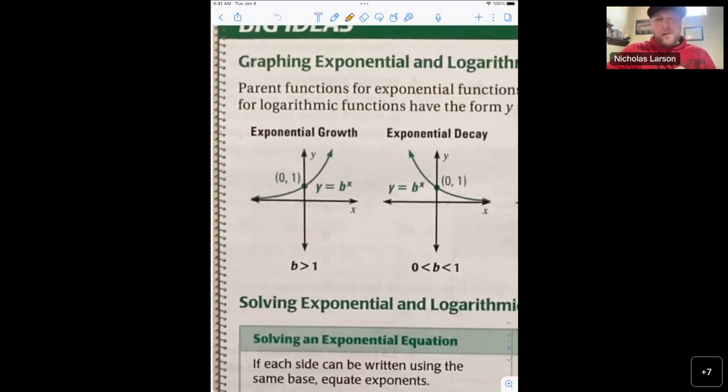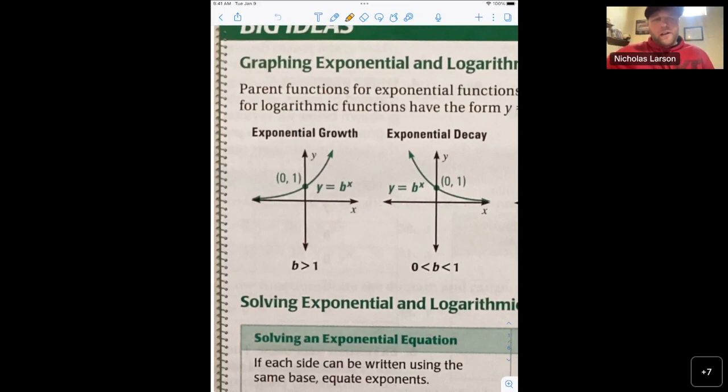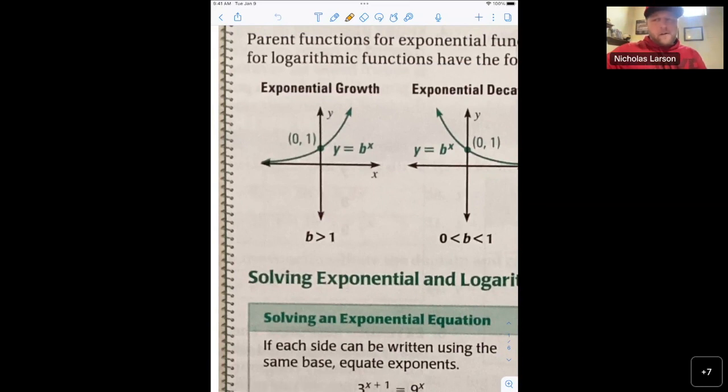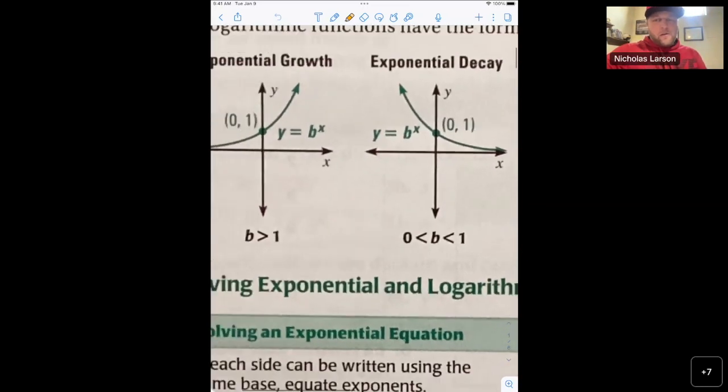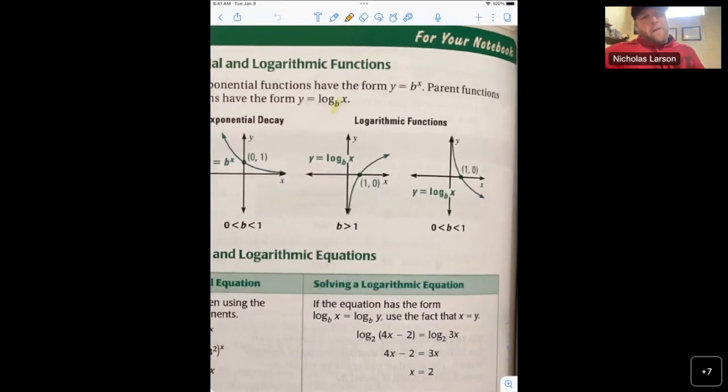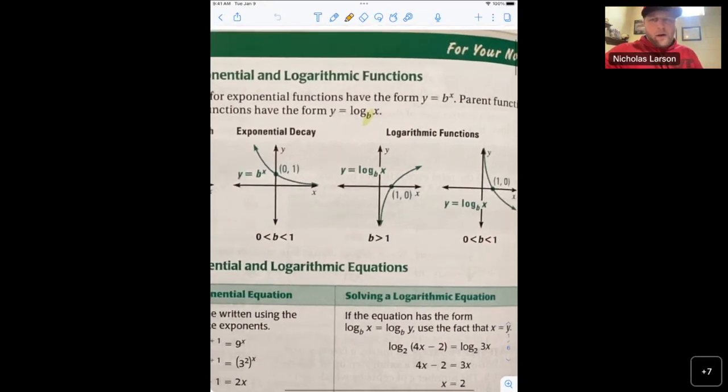First and foremost, you got to know what the base functions look like. So again, exponential growth is going to be increasing. Exponential decay is going to be decreasing. Notice these B values here. My B value is bigger than 1. My B value is in between 0 and 1. Logarithmic function, a similar look, slightly different, but again, when my B value is greater than 1 versus when my B value is in between 0 and 1.